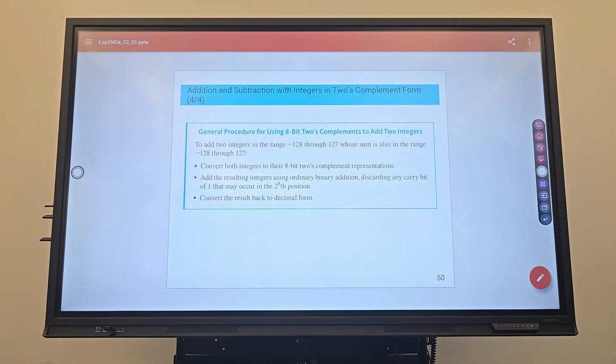General procedure for using 8-bit 2's complement to add two integers. To add two integers in the range of minus 128 through 127, whose sum is also in that range, convert both integers to their 8-bit 2's complement representations. Add the resulting integers using ordinary binary addition, discarding any carry bit of 1 that may occur in the 9th position, and then convert the result back to decimal form.